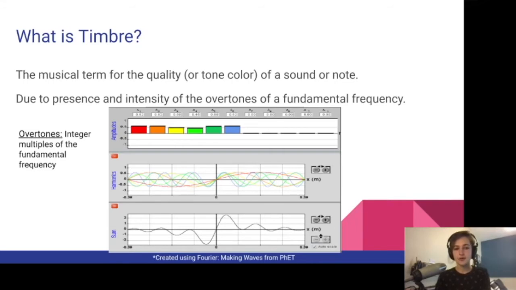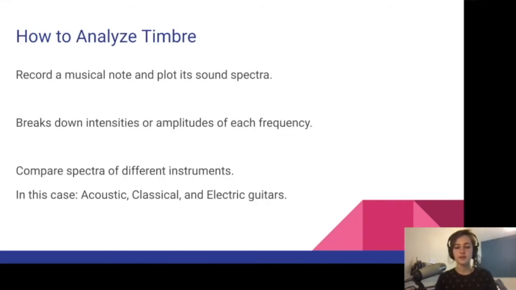So to analyze timbre, you can record a note and plot the spectra of that note. And what this does is it essentially performs a Fourier transform on that waveform, and it's going to break it down into all of the perfect sinusoidal waves that exist in that wave. And it's going to give you the amplitude of each frequency. And so I did this using acoustic, classical, and electric guitars to show the difference of timbre between those three types of guitars. Even though they're all guitars and they're very similar, they're very different in how they sound, and you can imagine that for different instruments, the waveforms are going to look quite different.